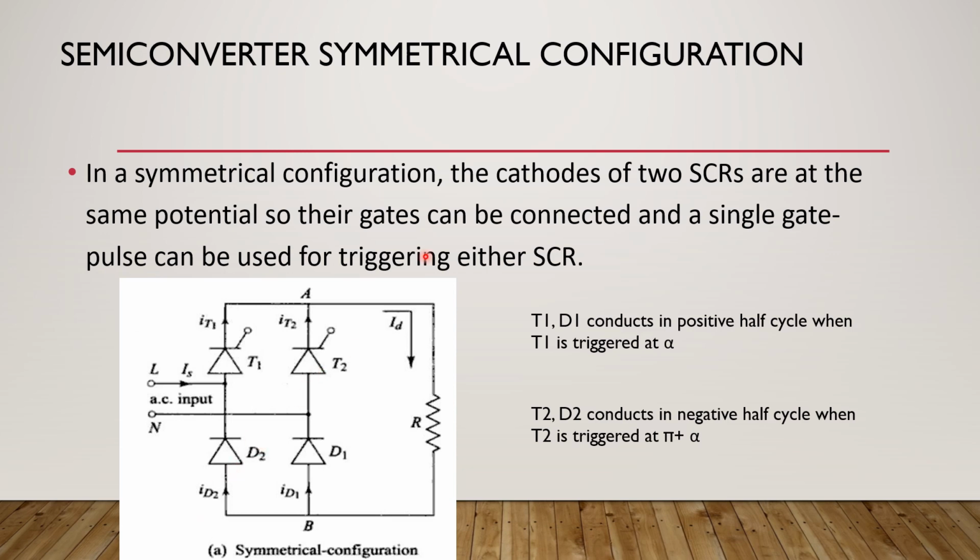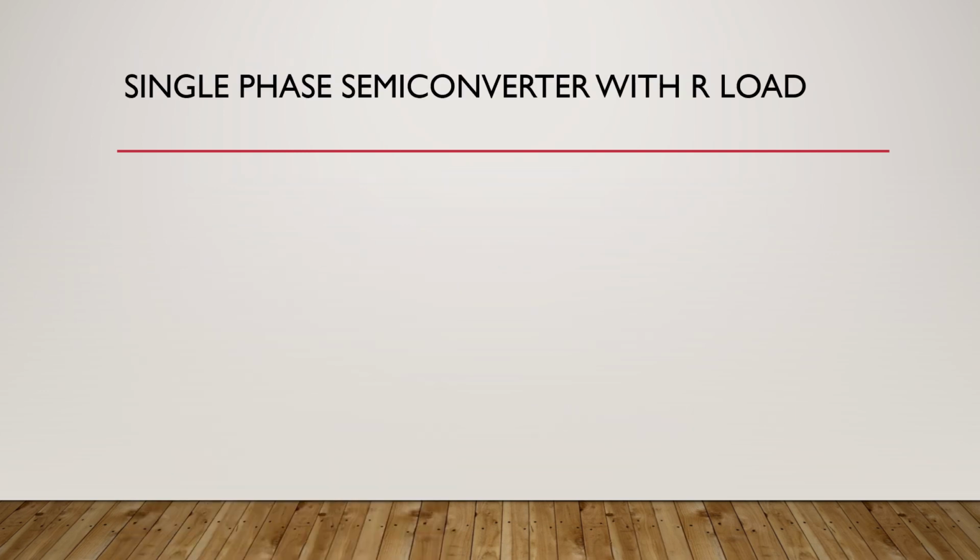So T2 and D2 conduct during the negative half cycle. T1 and D1 conduct during the positive half cycle. Now let's see again how this works. Let's see the single phase semi-converter with R load at different instances.